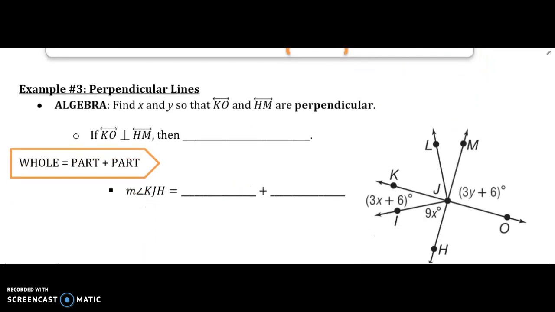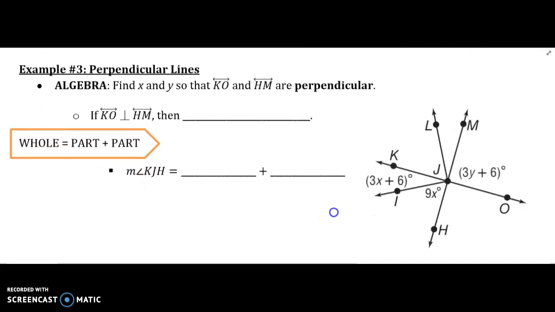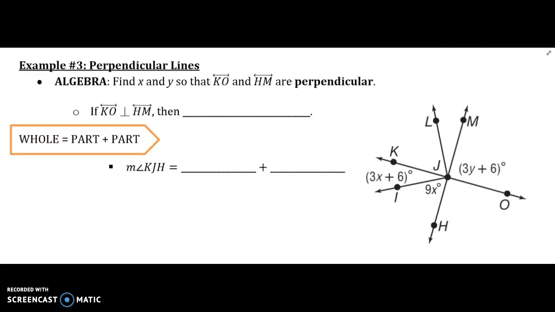So find x and y so that KO and HM are perpendicular. Well, let's find KO and HM first. So we have KO and HM, and if these are perpendicular, so KO is perpendicular to that symbol, then that means that they form a right angle. Here, here, here, here. Now I'm specifically concerned with finding X and Y so that I know all of these angles form 90. So we're going to start with KJH over here, KJH, which is this one.